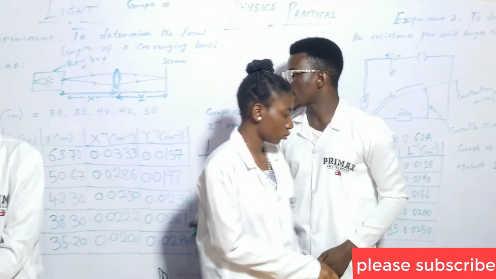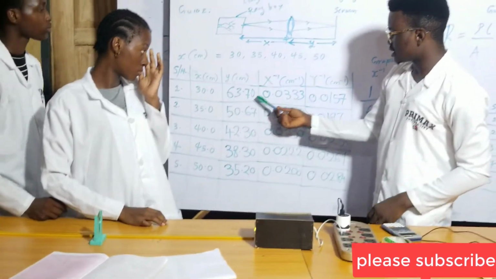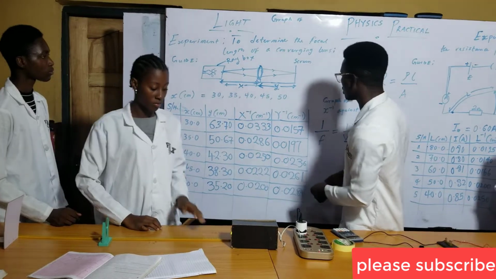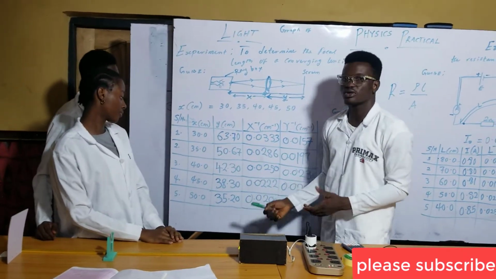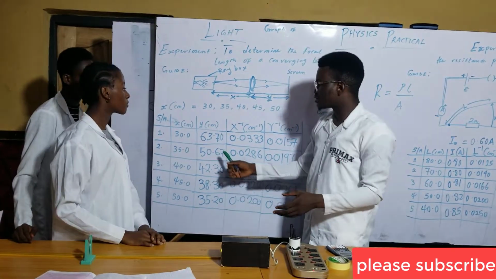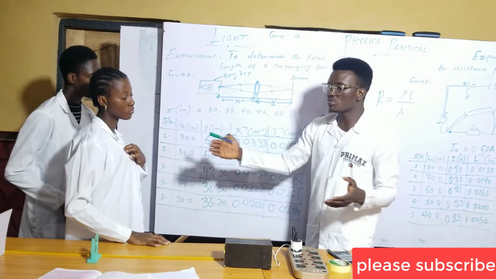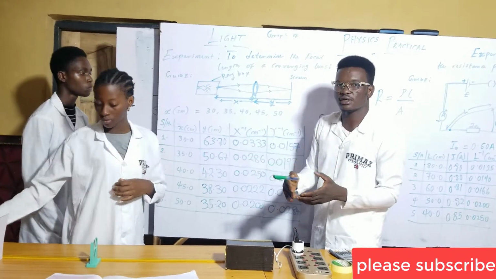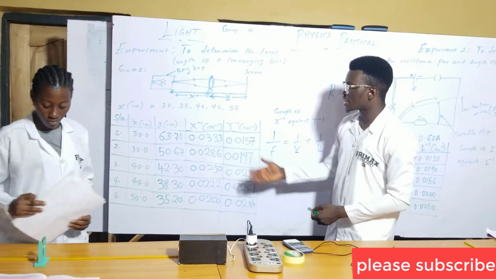Now let's look at what we have here. From what they have, you can see there is a bit of consistency too. So we have at different distances, the image distance is also decreasing. As you take the object distance away from the lens, then the image distance will also get closer. And if you understand the principle of how converging lens works. So that's what we have.